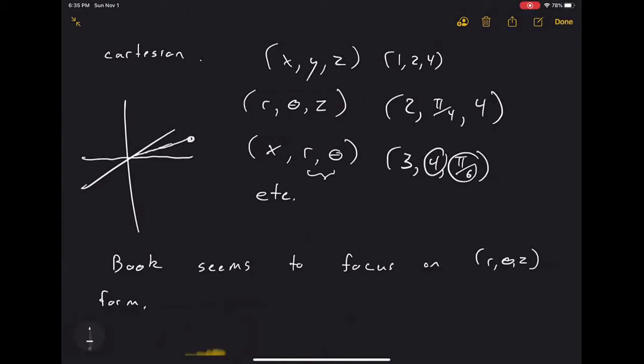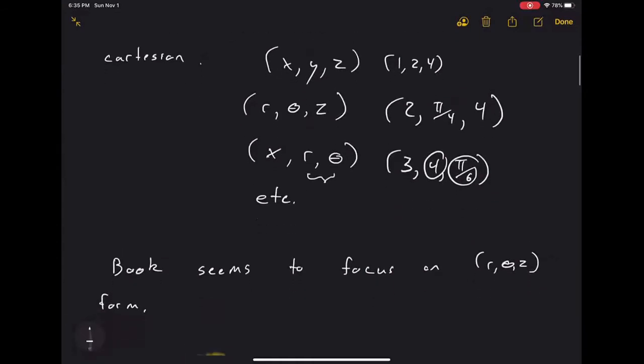And then I move 3 units in the x direction. Okay, so I move 3 units this way to get to that point. Okay, all right. But as I said, when you're in the book and they say write it in polar coordinates, it seems that they want this to be your default.